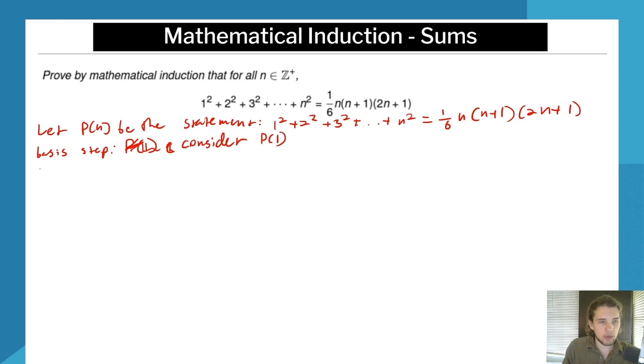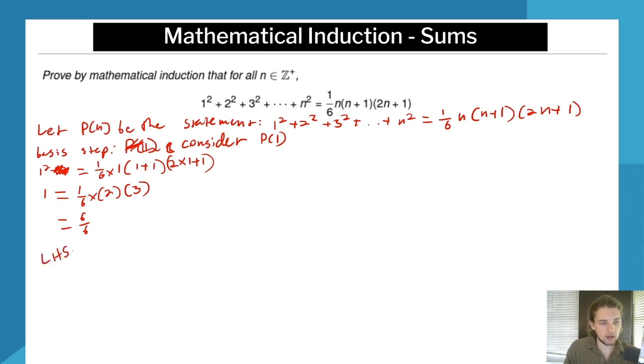What does this culminate in? This culminates in 1 squared, then we don't go any further because n is 1 here. Equals 1 over 6 times 1 plus 1, times 2 times 1 plus 1. So that equals 1 equals 1 over 6 times 2 times 3, equals 6 over 6. So left-hand side equals right-hand side. Therefore, we have our proof just of P1.